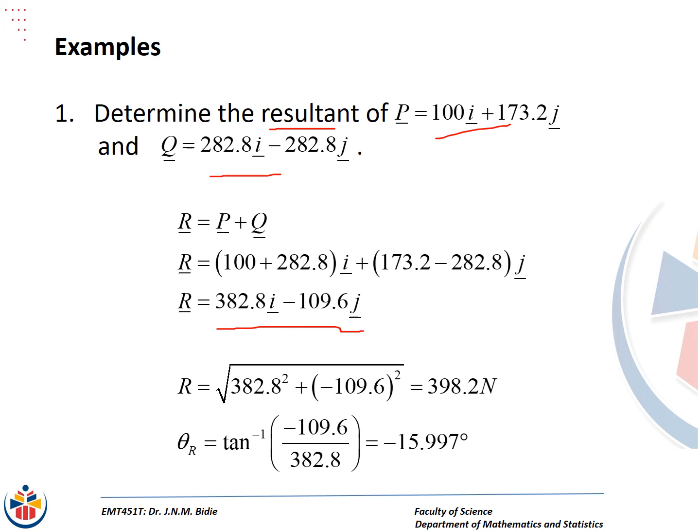But now, because R is a vector, you need to also find its directional angle, which we will call here theta R. We have found also here its magnitude, and we've also found its direction. Please check whether I did the correct thing in terms of calculations. Mind you, here we're not using radians, we're still using degrees.